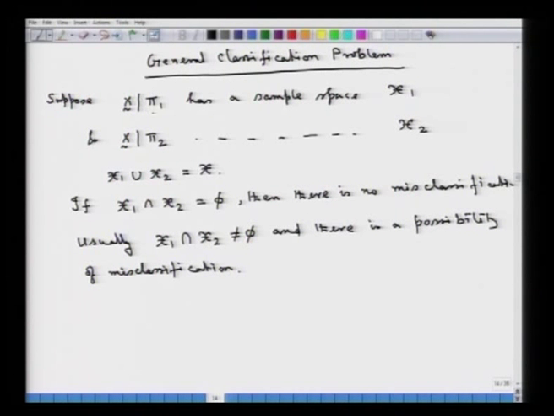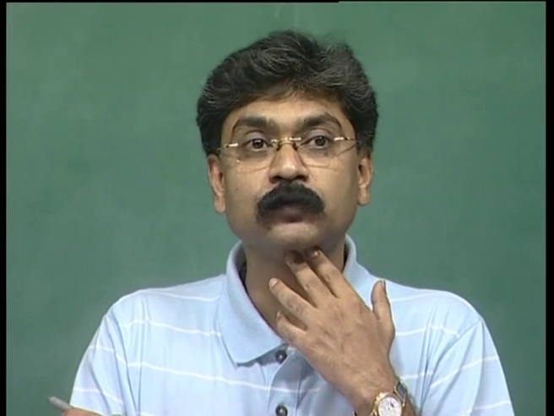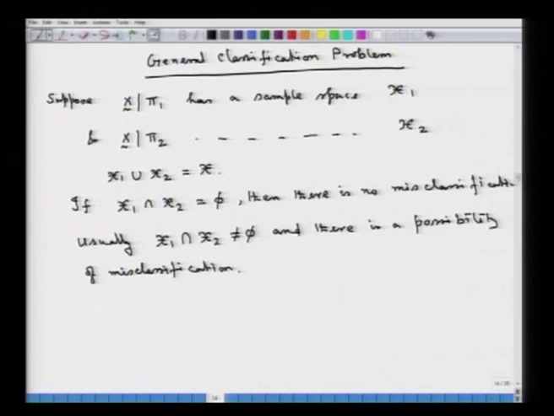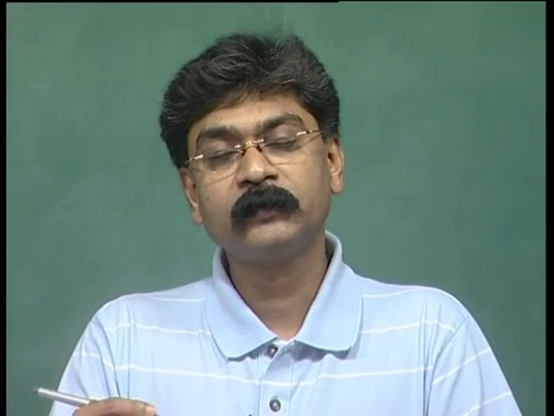Say, for example, if pi 1 and pi 2 are two multivariate normal populations, suppose pi 1 is a multivariate normal with mean vector mu 1 and covariance matrix sigma, and pi 2 is another multivariate normal population with mean vector mu 2 and covariance matrix sigma, then of course the sample spaces of the two populations are definitely not disjoint. The entire space is common, and hence there is always a possibility, when classifying an observation coming from pi 2 or pi 1, of it going the other way. So, there is a possibility of misclassification.